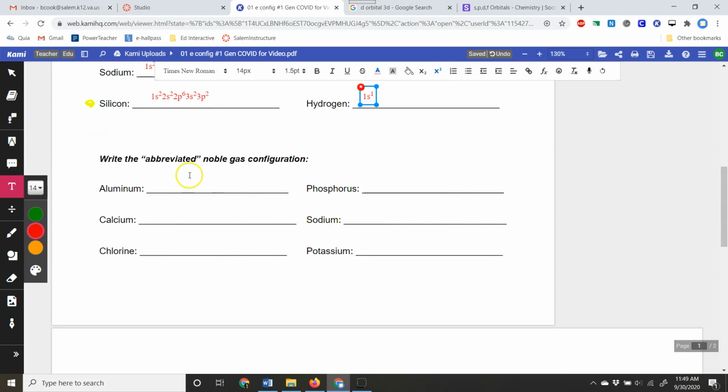All right, let's do some of these where we have the abbreviated or noble gas configuration of elements. So this is where we're going to look for the noble gas that ends the row for the element we're looking at. So the first example is aluminum.